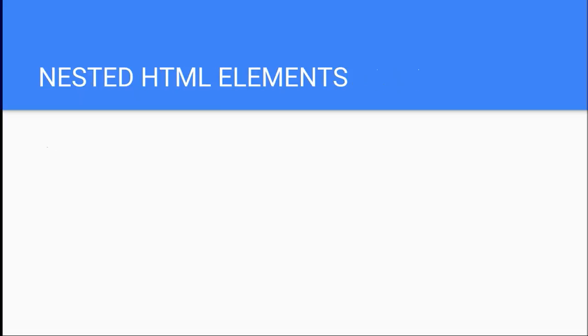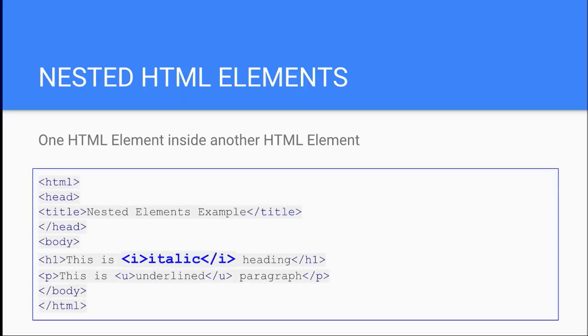And the next variety of elements are nested HTML elements. What is a nested HTML element? If you put one element inside another element, that is called a nested HTML element. You can see an example here. In the body, you can see H1. We are putting a heading here. The content in the heading is this is italic heading, but we are putting the I tag here, and we are closing the I tag that says this is an italic form.